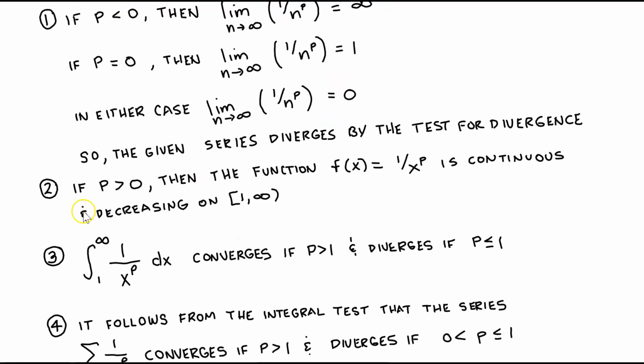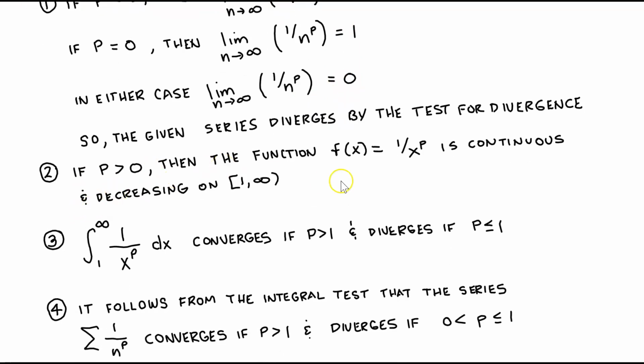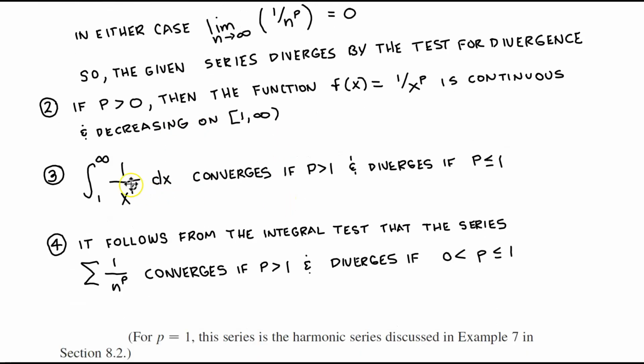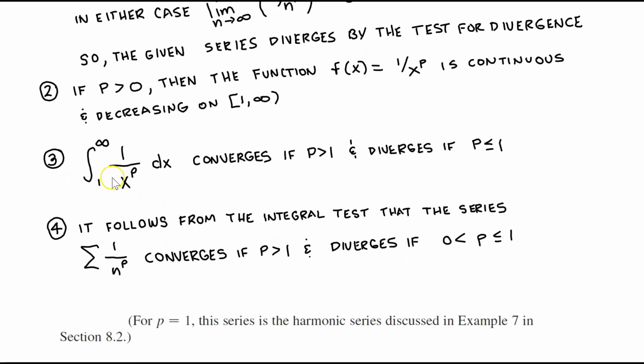Now, if p is greater than 0, then the function f of x is equal to 1 over x to the p is continuous, and it's decreasing on the interval from 1 to infinity. So in step 3, we're going to take the integral from 1 to infinity of 1 over x to the p dx. It converges if p is greater than 1 and diverges if p is less than or equal to 1.